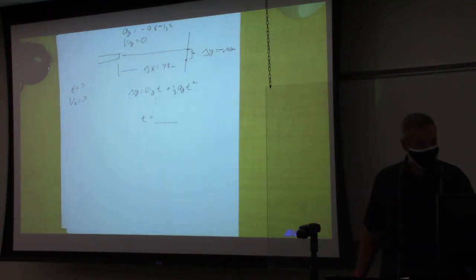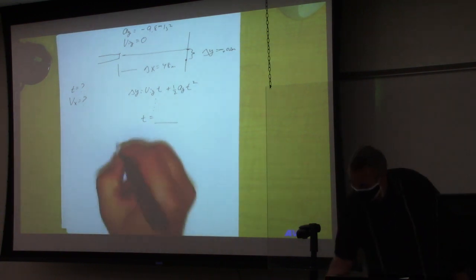So how are we going to get this part B, the x velocity?